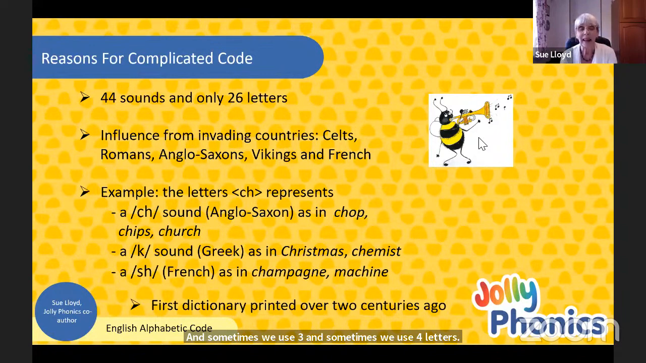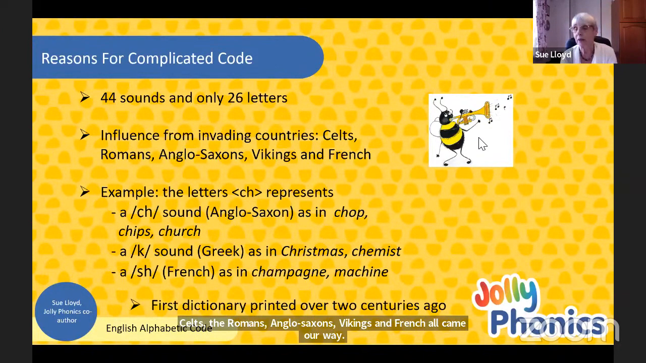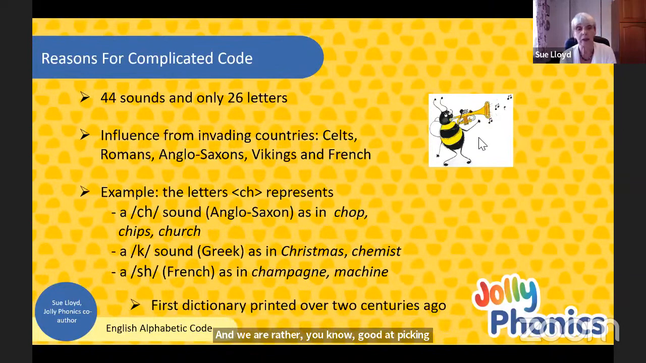Well, because we've been invaded by many countries, and we've been influenced by their languages. So the Celts, the Romans, Anglo-Saxons, Vikings, and French all came our way. And we're rather good at picking up languages, I think, from taking other people's words. And that's what we've done. We've taken a lot of words from different languages and often kept to their spelling as well. So it's a bit of a muddle.